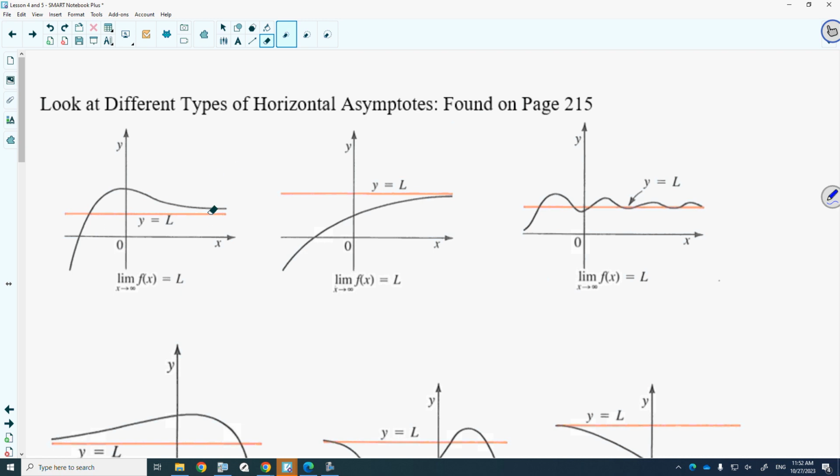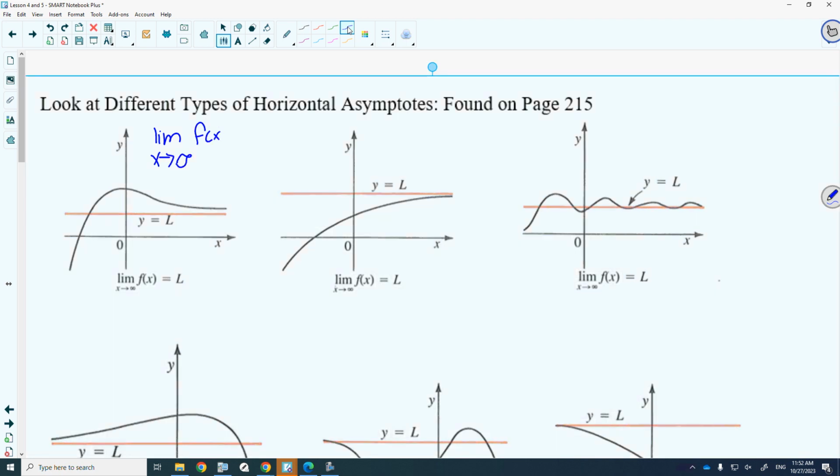So this graph here, if I said to you, what is the limit as x approaches infinity of this function? What I'm asking is, as your graph approaches infinity, is it approaching a horizontal asymptote just as x approaches infinity? And it is, right? As this guy goes to infinity, it is approaching this horizontal asymptote, which is whatever that y value is. They're calling it L. So this is equal to L.